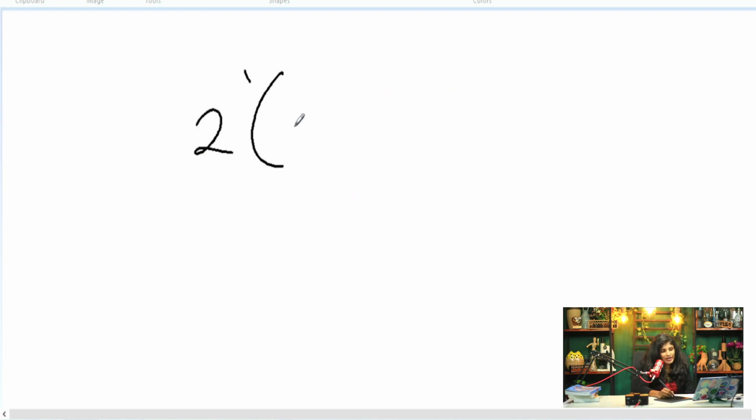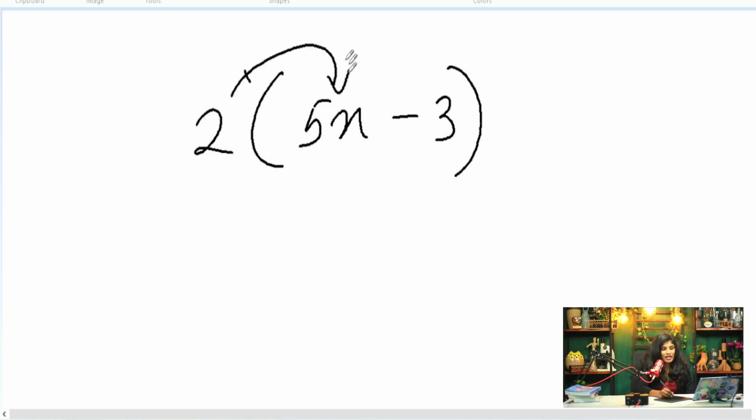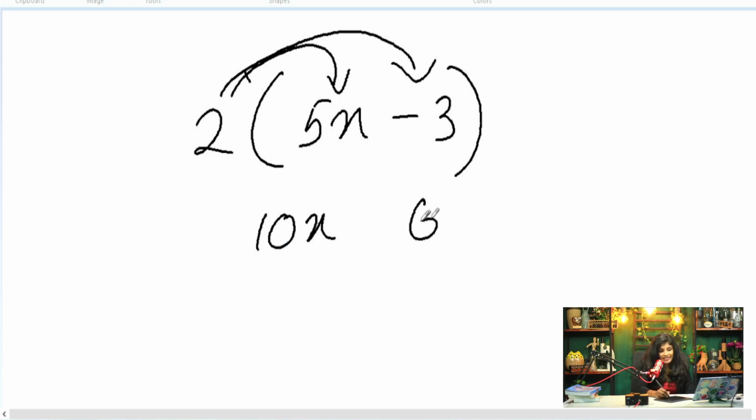2 times 5x minus 3. Okay. So 2 times 5x, that is 10x. 2 times 3, that is 6. Now we are going to find the symbols. 2 and 5x both are positive, no? So positive multiplied together, the answer is positive. So this one is positive.